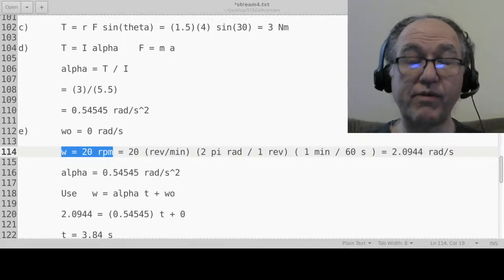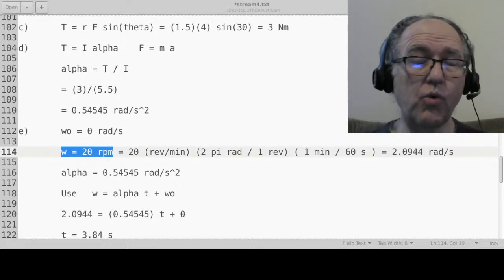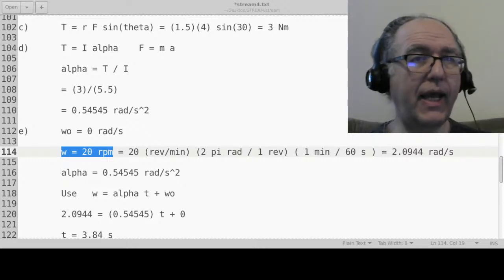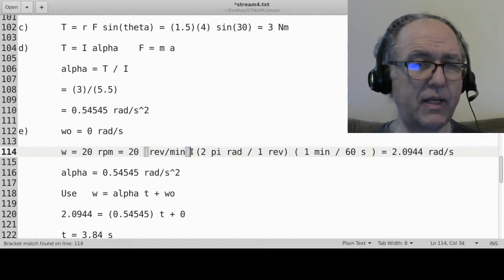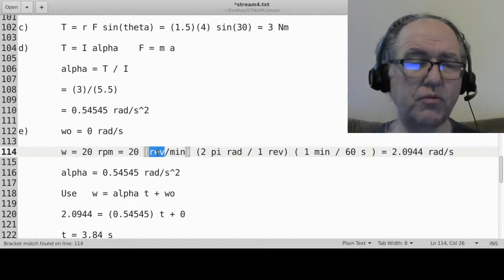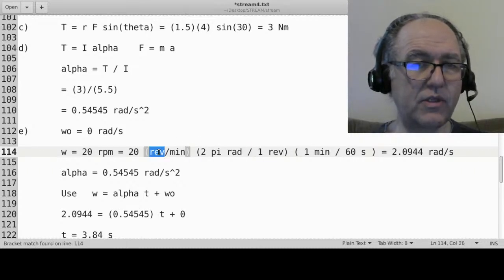Okay, now remember, revolutions per minute is the typical unit that you'll see in the real world, but we have to work in radians per second. So we've got to convert, and we've seen this conversion a few times already. We have 20 revolutions per minute. A revolution is 2 pi radians, so put 2 pi radians in the numerator and 1 revolution in the denominator, and that'll convert the revolutions.